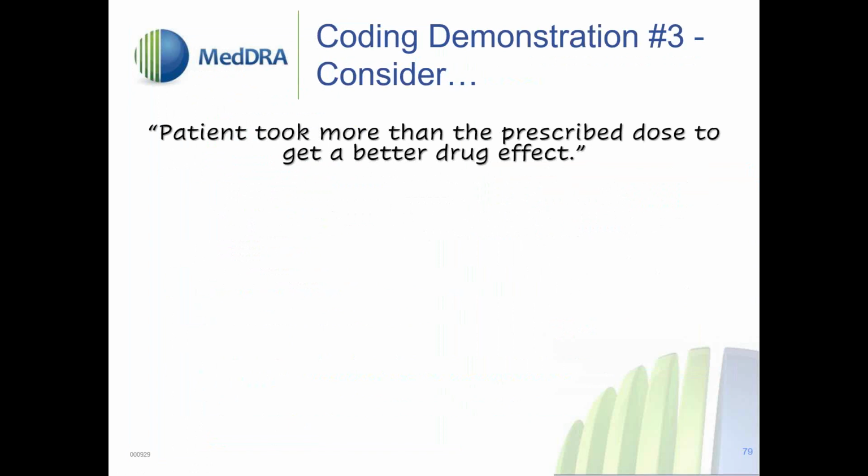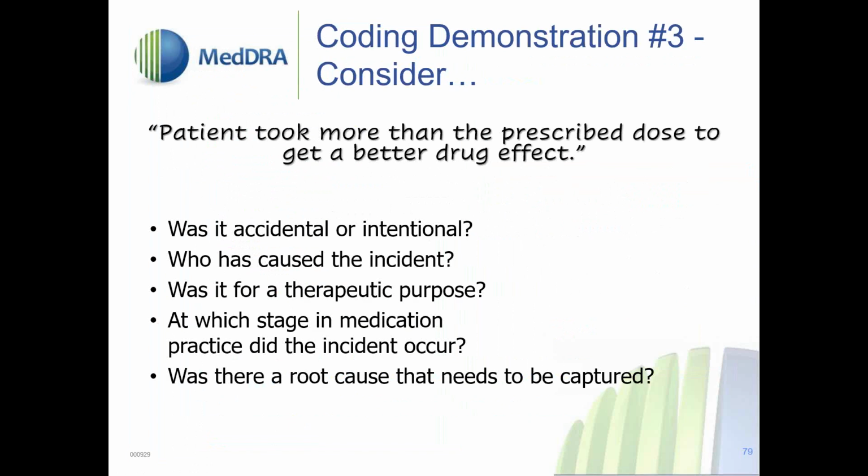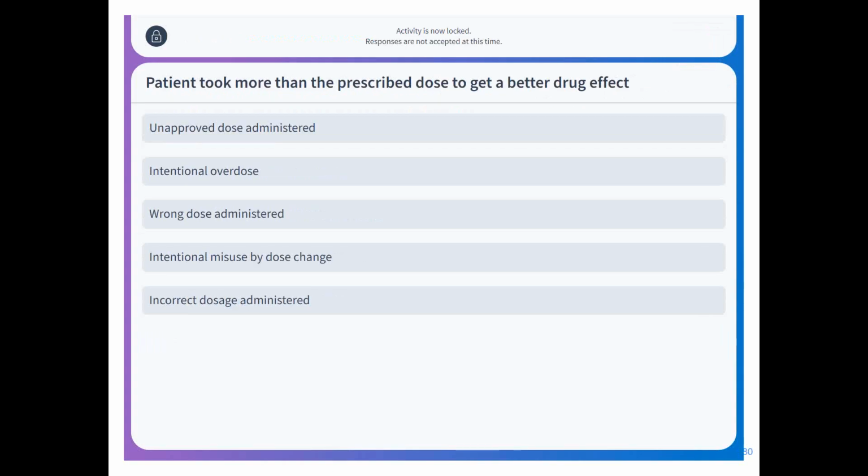Next one: patient took more than the prescribed dose to get a better drug effect. So let's look at this verbatim and answer the relevant questions here. Is it reported whether it was accidental or intentional? Yes, we know that the patient consciously decided to take more than the recommended dose to get a better drug effect. Do we know who caused it? Yes, it was a decision of the patient. And was it in the framework of therapeutic use for therapeutic purposes? Yes, it was. We also know the stage where the error occurred, but again, no root cause was provided.